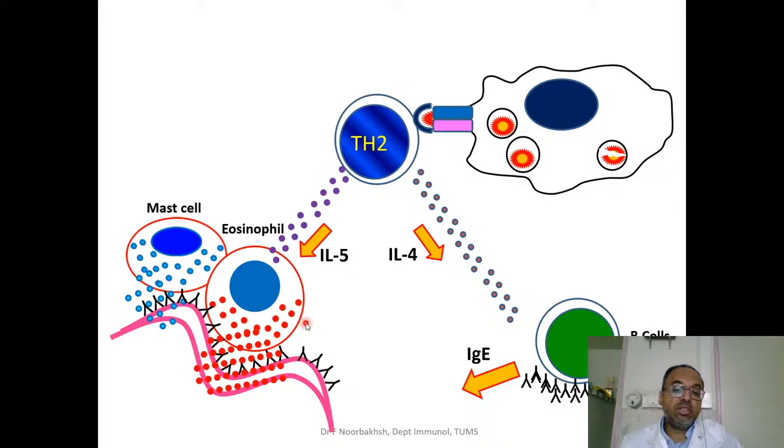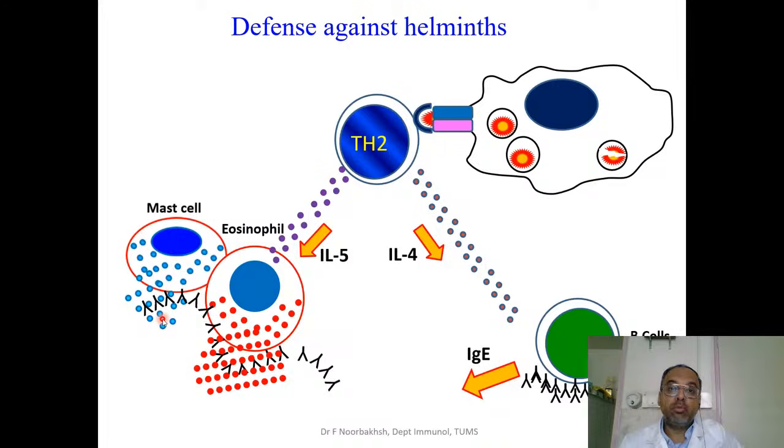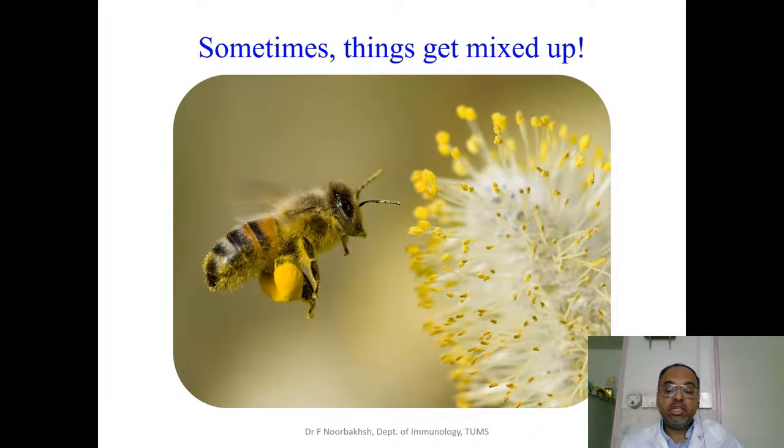So these two cells in here have different functions that would help us perform an effective defense against helminths. So this is the good part of the story, or these are good IgEs, which are protective. However, in some cases, IgEs are produced against entities which do not require IgE for protection. They don't need any protection at all.